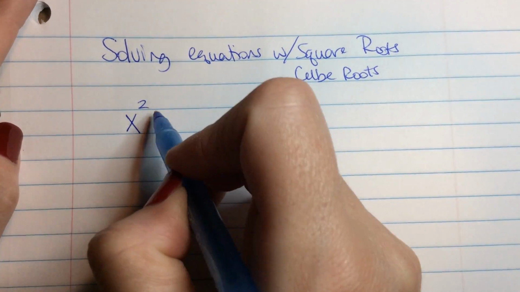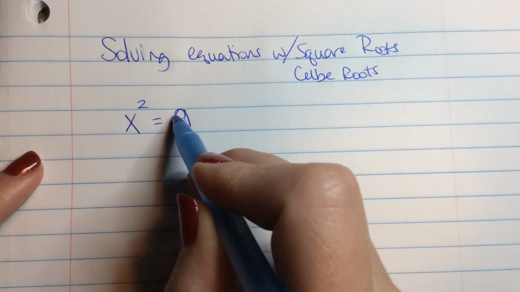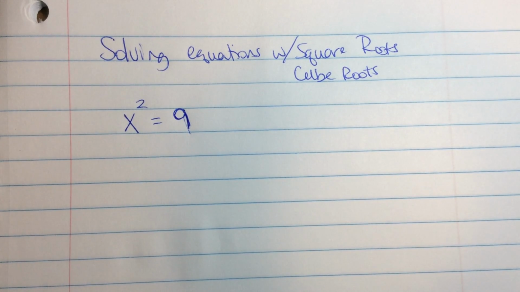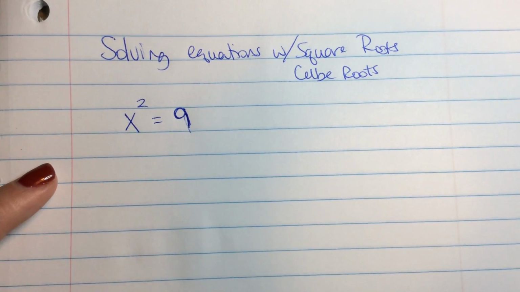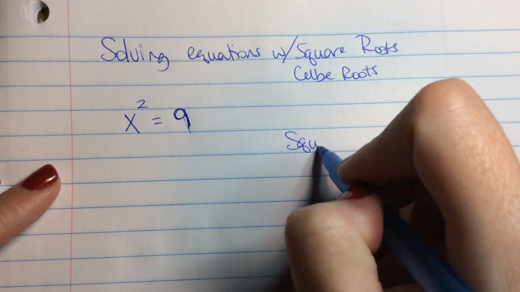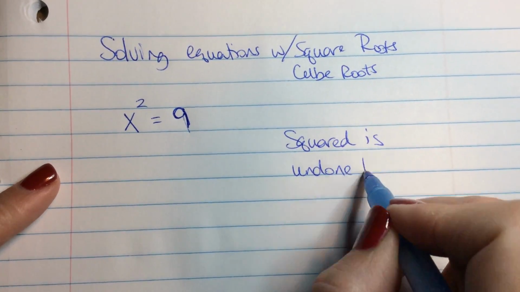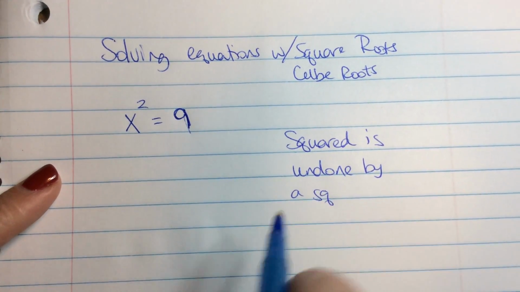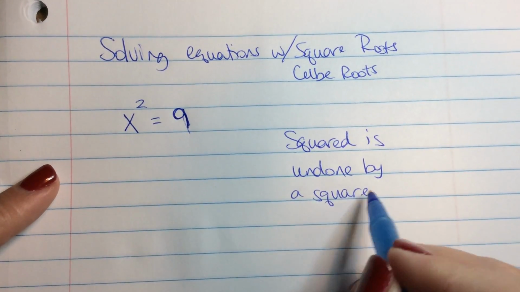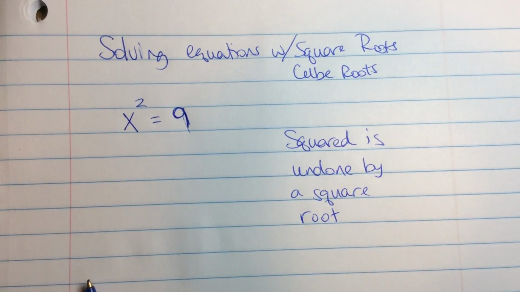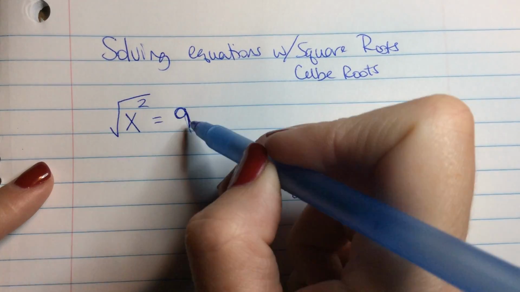Let's say it says x squared equals 9. Well, just like multiplication gets rid of division and addition gets rid of subtraction, the only way to get rid of a square is to square root. So squared is undone by a square root. So to get rid of this square, we're going to have to take a square root.